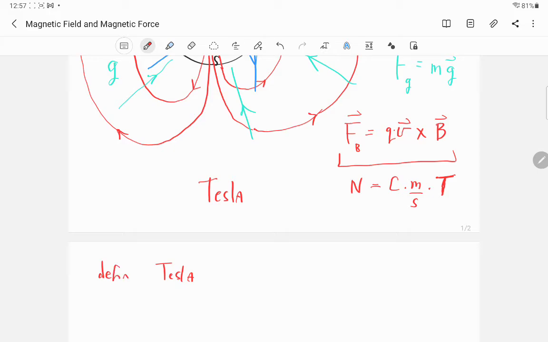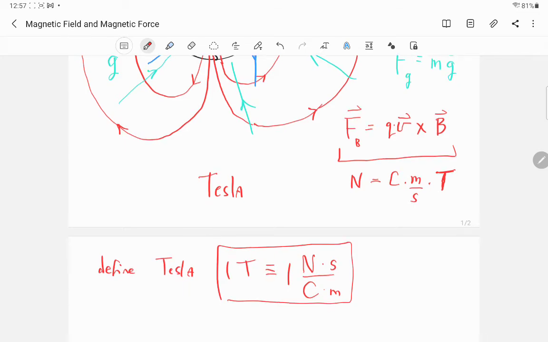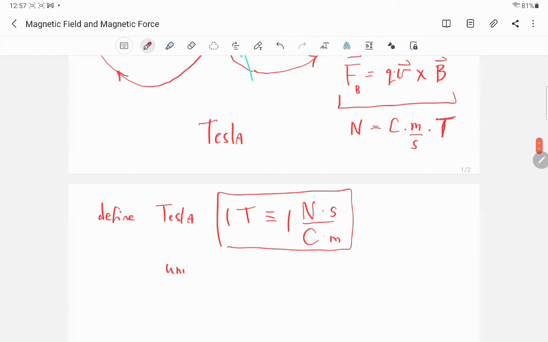So we can define the Tesla. So let's define the Tesla T, where 1 Tesla is equal to, right, solve for Tesla, it's the Newton second per Coulomb meter. Like this. So that's the definition of the Tesla. So I'll give you a 3 bars equal sign for definition. So this is the unit, right? It's the SI units of magnetic field strength.